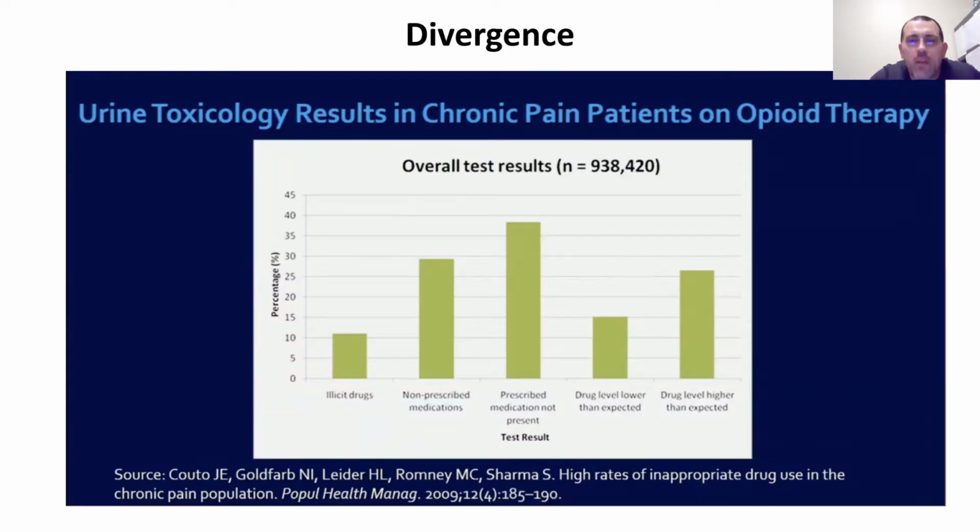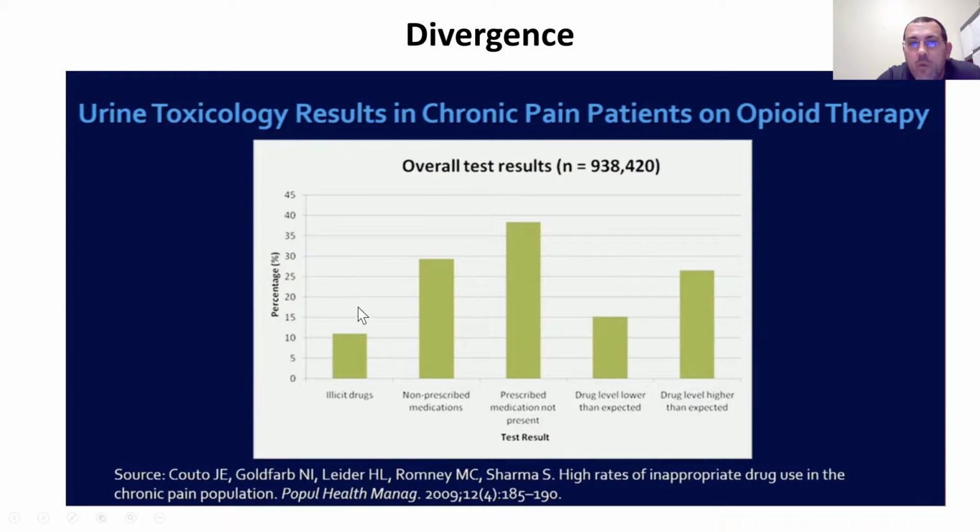So another topic here to introduce is divergence. This particular slide shows a paper from urine toxicology results in chronic pain patients on opioid therapy. Here this looks at almost 1 million patients, and so the statistical significance here is excellent.